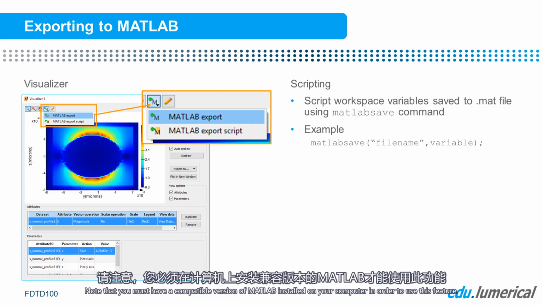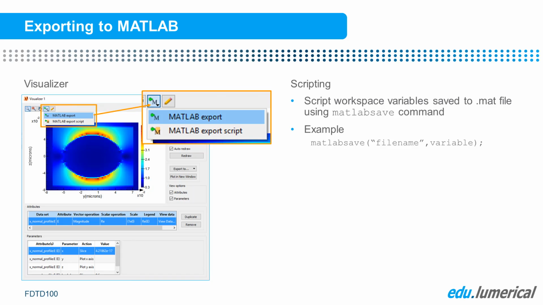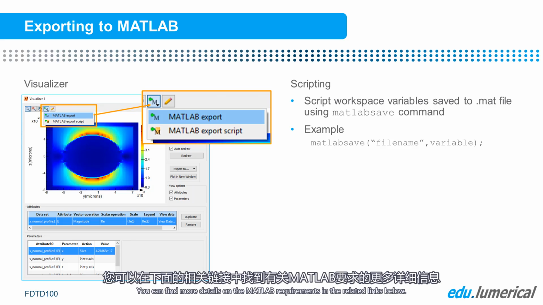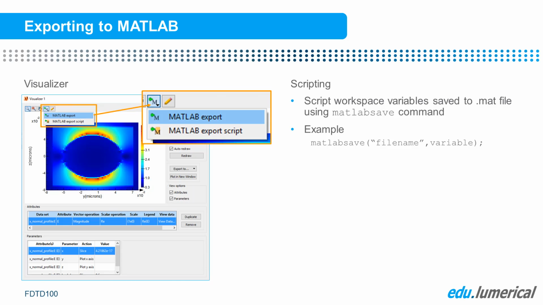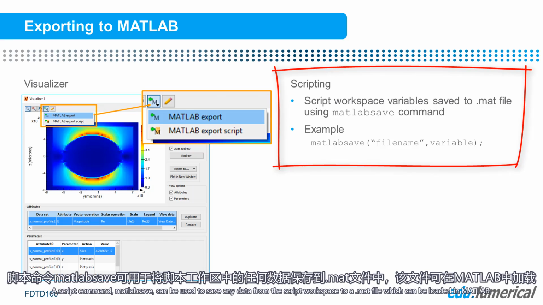Note that you must have a compatible version of MATLAB installed on your computer in order to use this feature. You can find more details on the MATLAB requirements in the related links below. A script command, MATLAB save, can be used to save any data from the script workspace to a .mat file, which can be loaded in MATLAB.